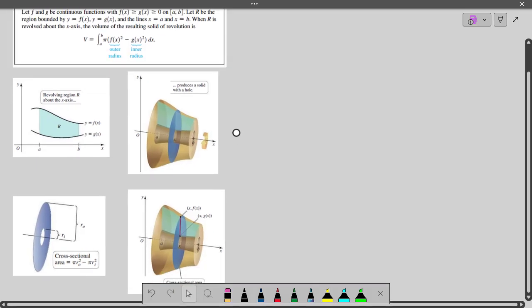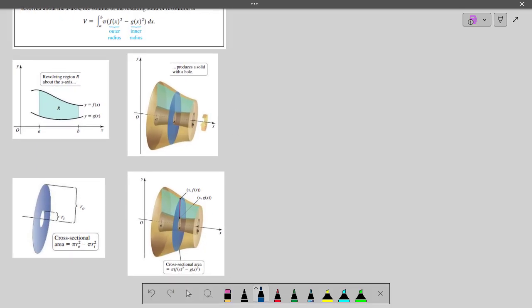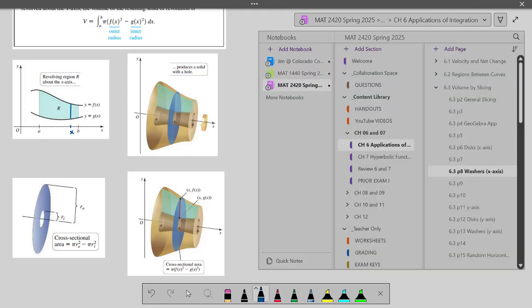If we take a vertical element at a random x, and that vertical element rotates around, it creates this washer. Whatever the outer radius is, we square it. Whatever the inner radius is, we square it, multiply by pi, take the difference, and that's the area of the washer. So when we do our rotation, we have a big disk minus a little disk. We're still just using disks. Let's go ahead and try one.